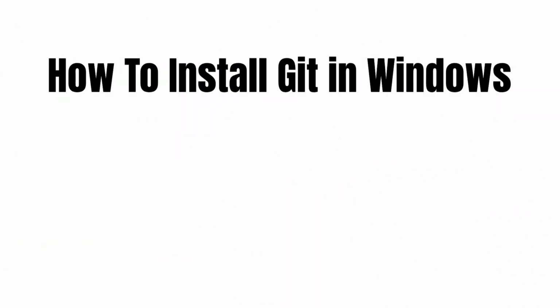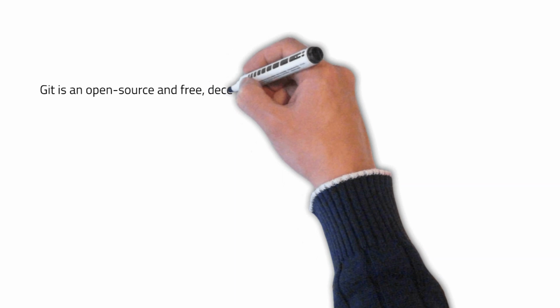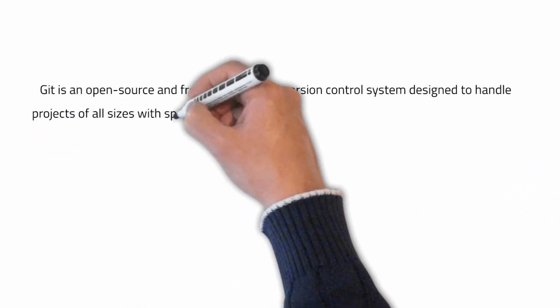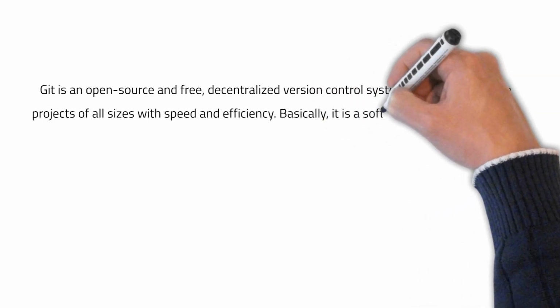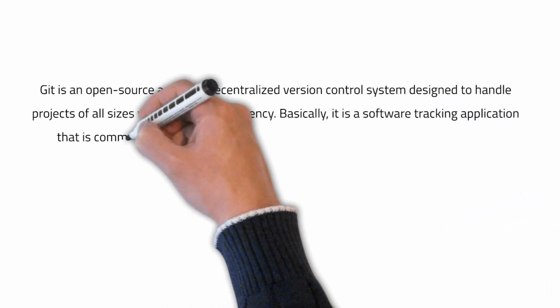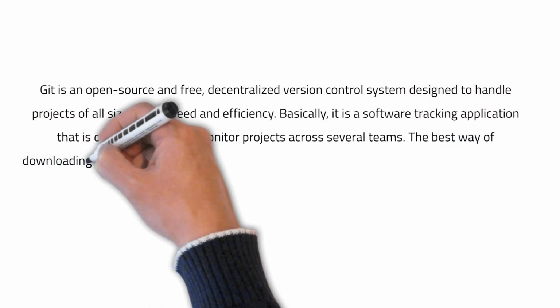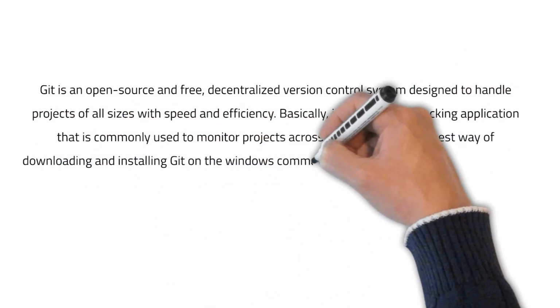In this video we are learning about how to install Git. Git is an open source and free, decentralized version control system designed to handle projects of all sizes with speed and efficiency. Basically, it is a software tracking application that is commonly used to monitor projects across several teams.